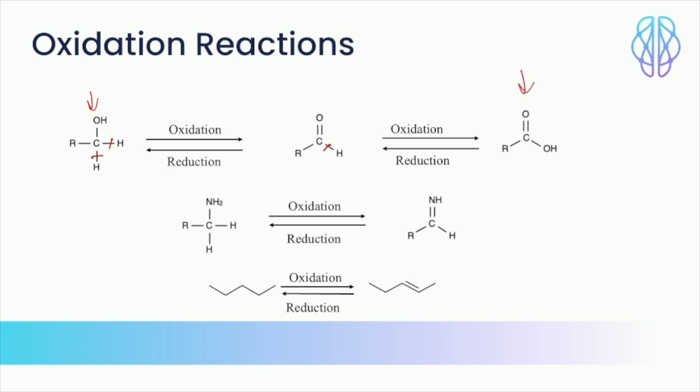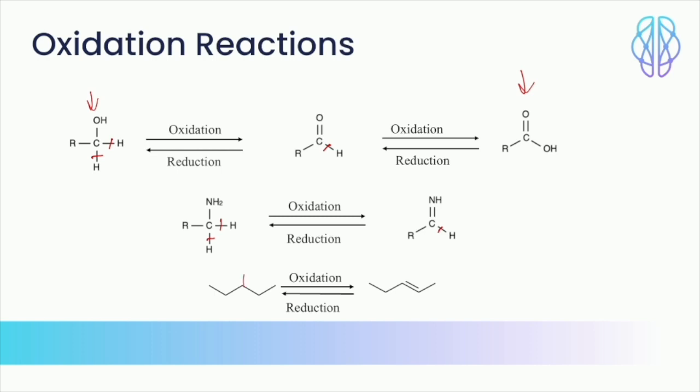Conversely, I could go the other way. I start with the carboxylic acid, and I reduce it to get the aldehyde. So I gain a carbon-hydrogen bond, and then I can reduce it again to get the primary alcohol. In this way, I've had two carbon-hydrogen bonds go to one.